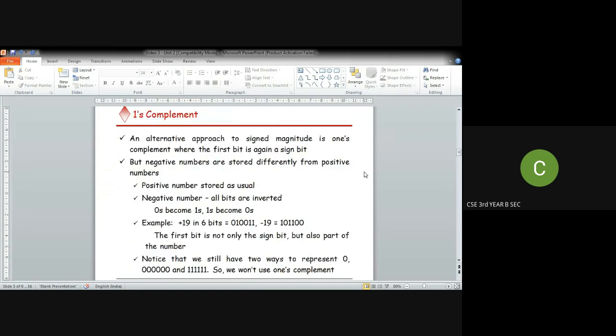So we go for the ones complement method. This is the alternative approach to signed magnitude, and in ones complement the first bit is again a sign bit.